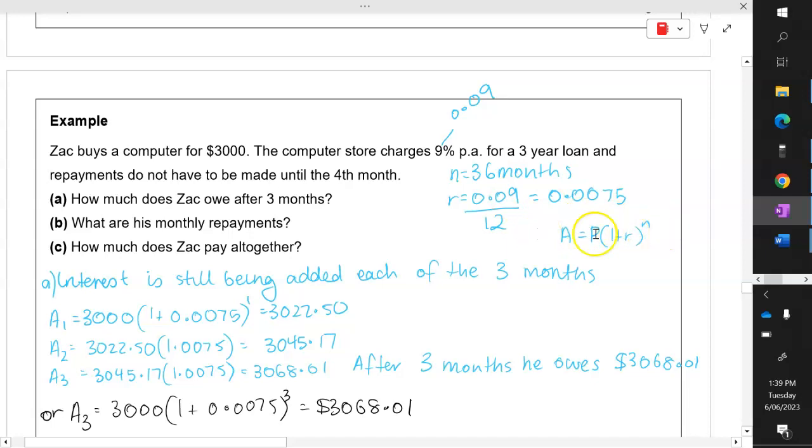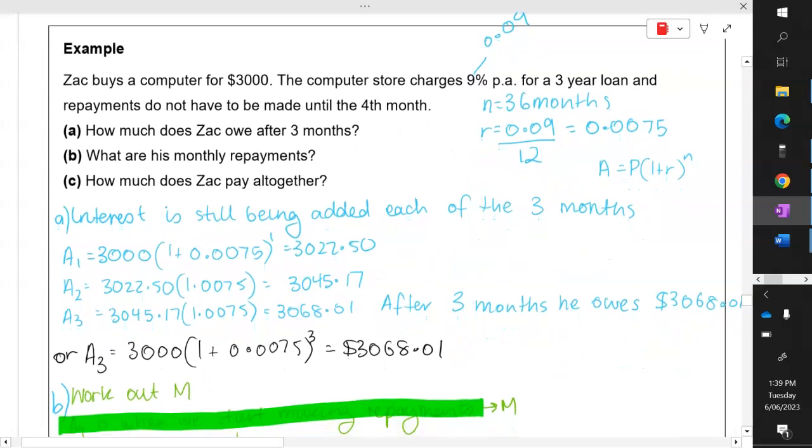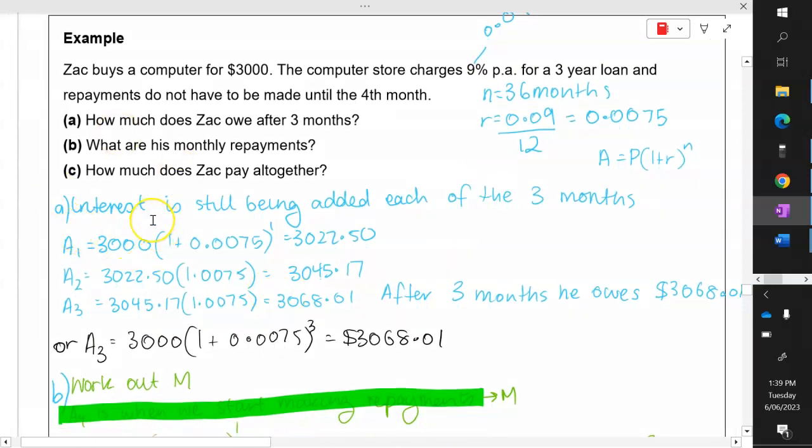And we're still working with this formula here that we've been working at for our compound interest. Now what's going to happen is interest is still being added to our loan for the first 3 months, but we don't actually have to take an M out or a repayment until we get to the 4th month. So if part A says how much does Zach owe after 3 months? So that's basically just going to be 3,000 times 1 plus R, and here's our R to the 3, and we get $3,068.01. I've worked it out incrementally as 1 month, another month, another month, and popped my value from before here, just for interest sakes, but that's our value. So after 3 months, that's what he owes.